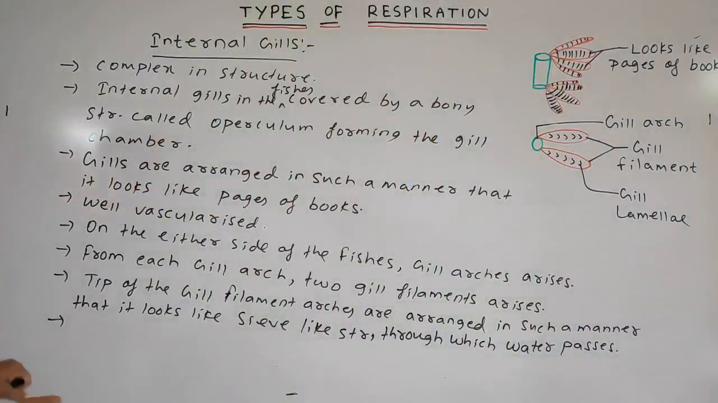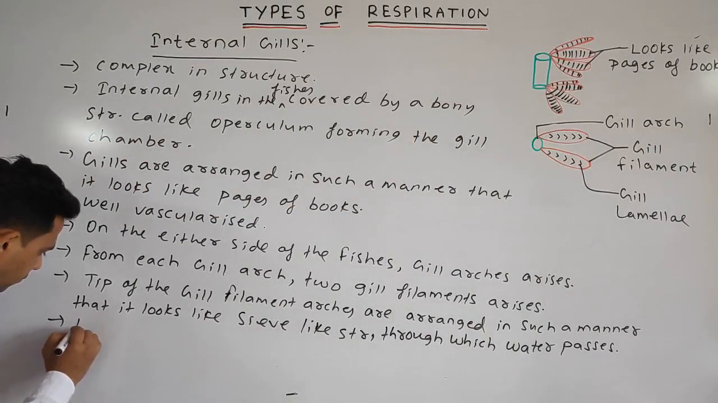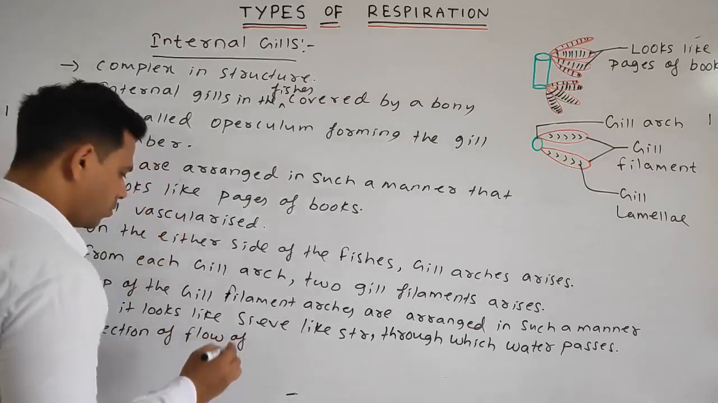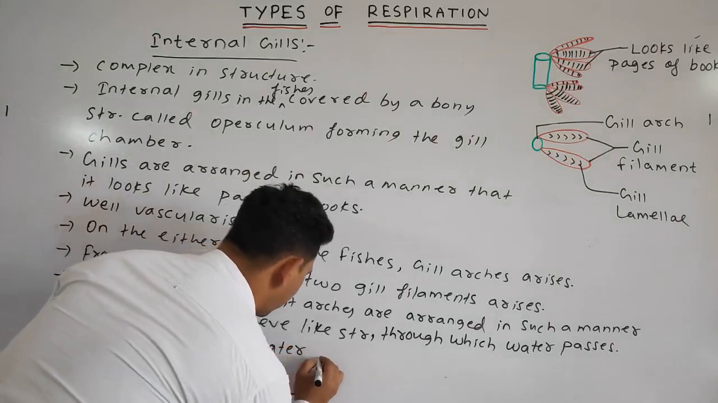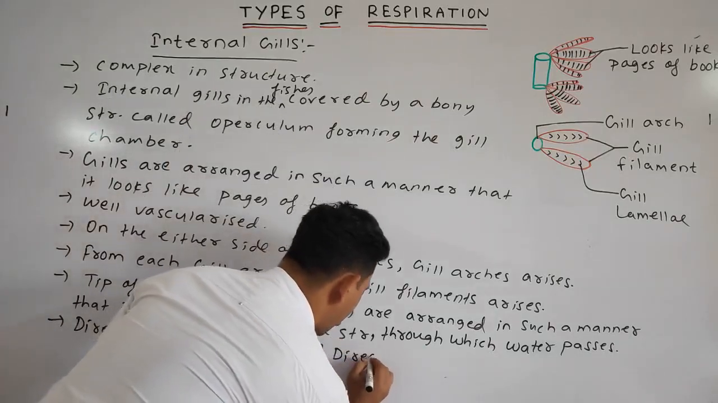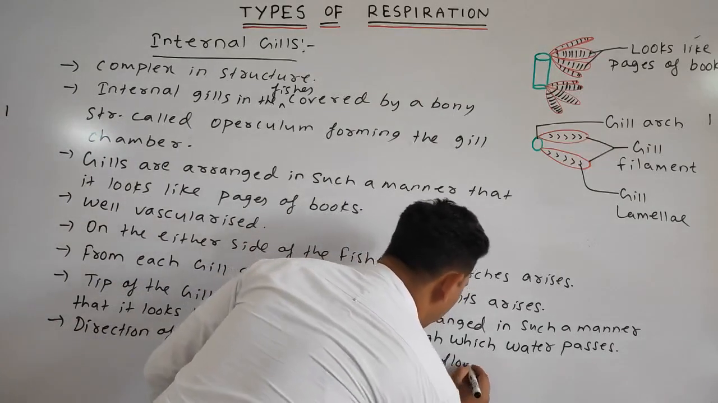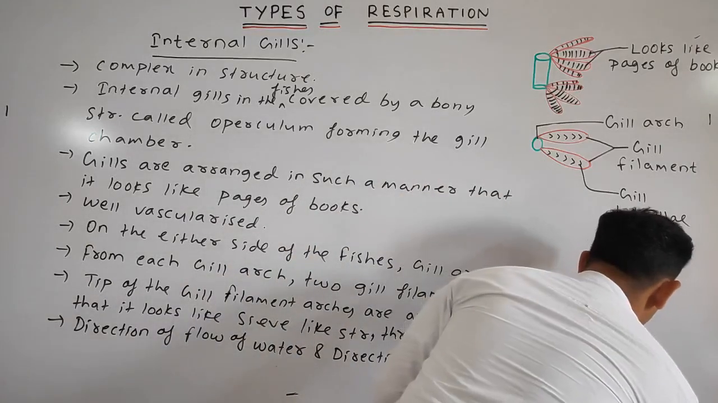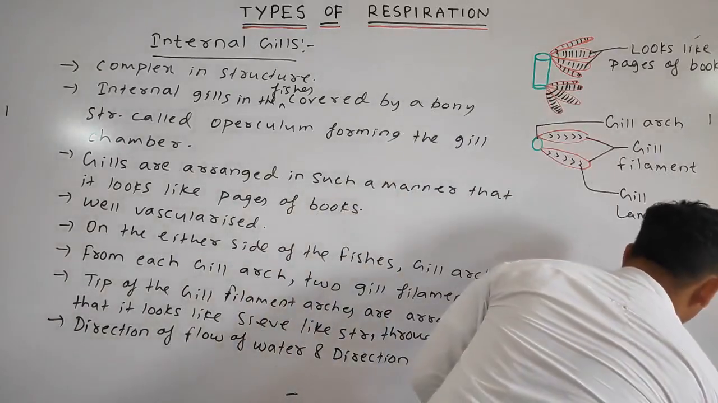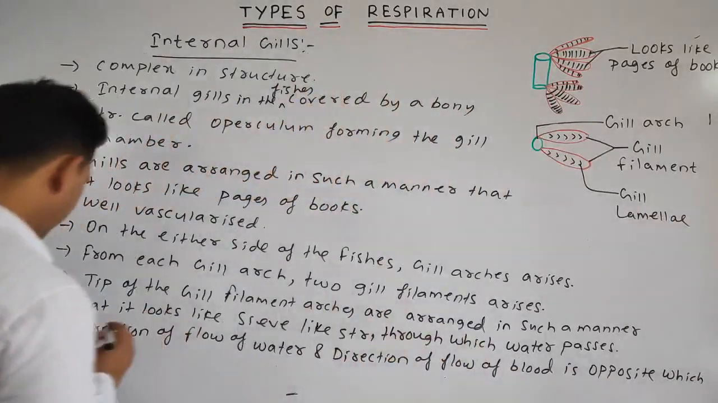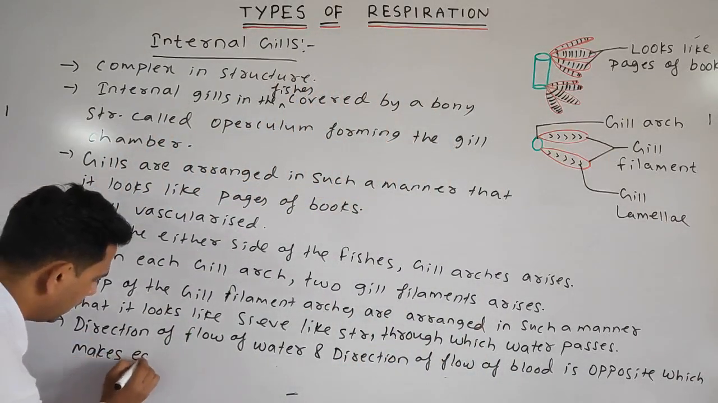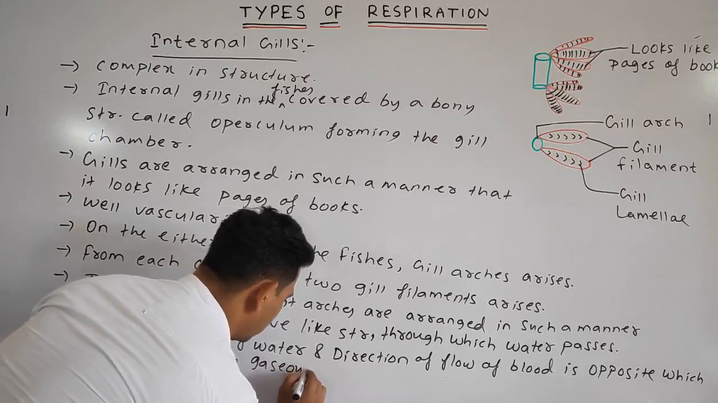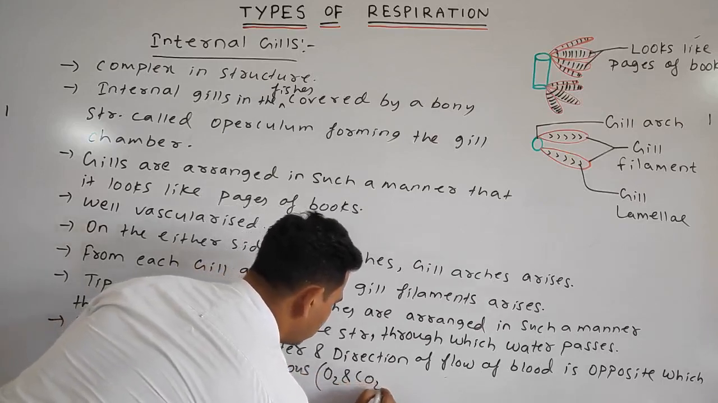Okay, so our last point under the internal gills, the direction of flow of water and direction of flow of blood is opposite, which makes easy for the gaseous exchange. Gaseous, or we can write O2 and CO2 exchange.